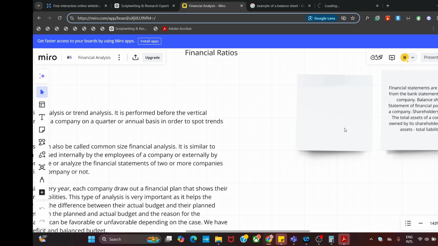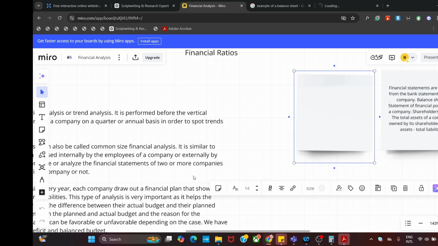Now when we are talking about the cash flow statement, it is another financial statement that can be used to derive or calculate financial ratios. The cash flow statement is a statement that shows the movement of cash in a company.